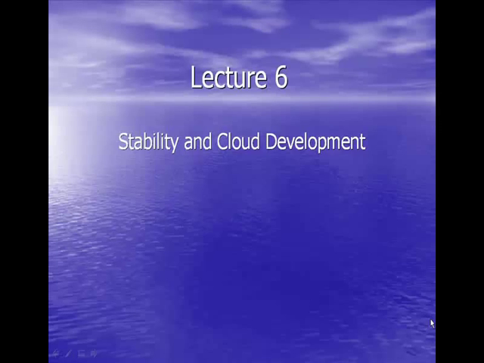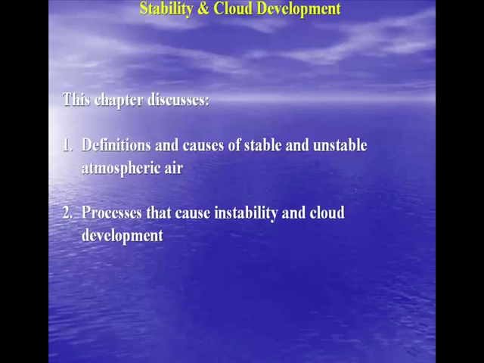Today's lecture comes from Chapter 6. We're going to talk about stability and cloud development. This chapter in particular, we will look at definitions and causes of stable and unstable atmospheric air. We'll also talk about the processes that cause instability and cloud development.